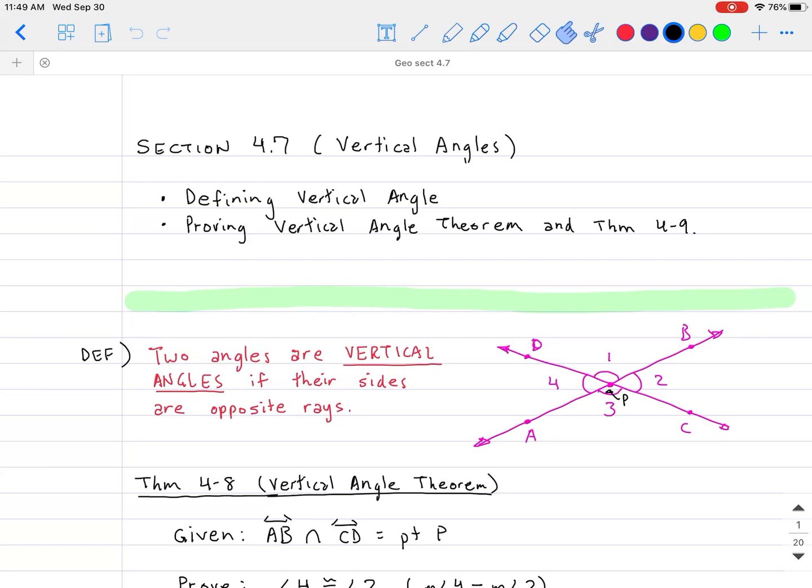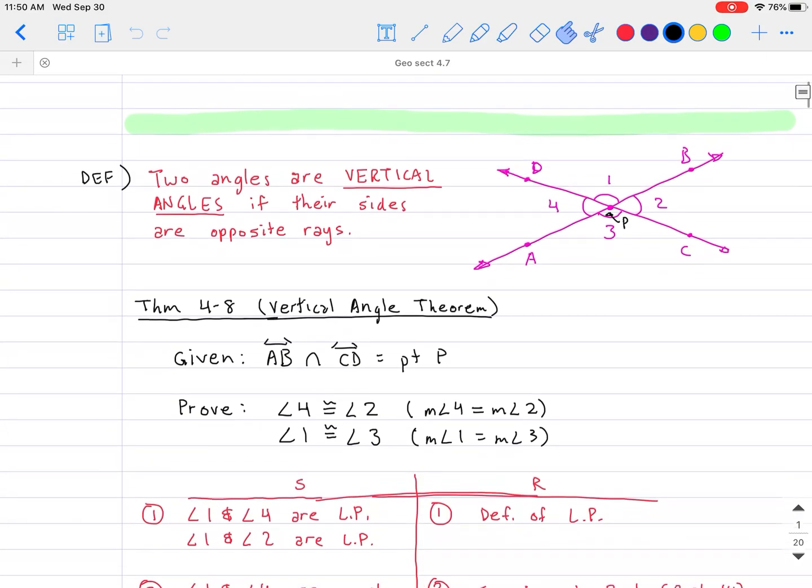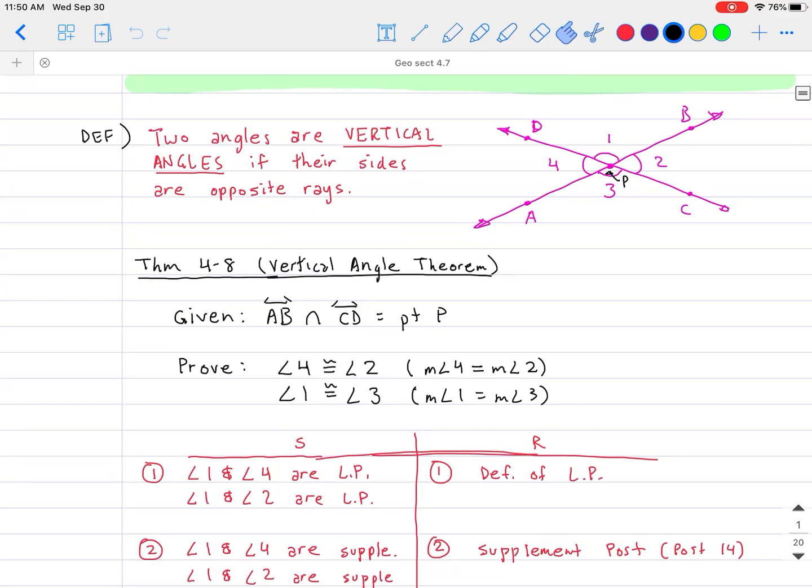Today we will be looking at section 4.7, which deals with vertical angles. In this section, we're going to define what a vertical angle is and also prove a theorem called the vertical angle theorem, which will be very, very useful from here on out. So here we go. Let's get started.